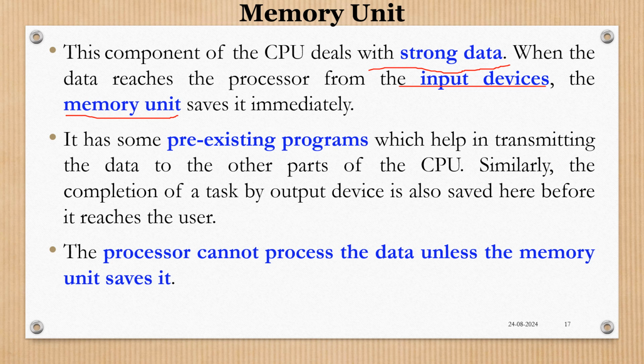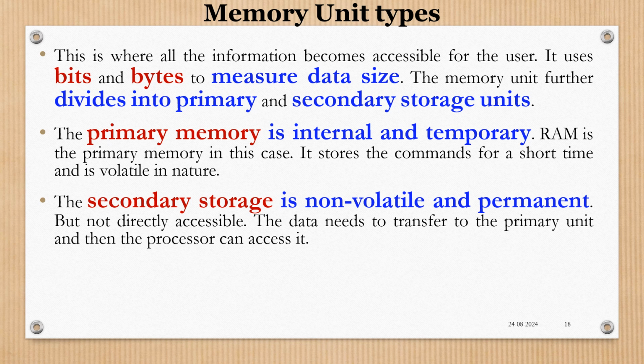Whenever the CPU performs some instructions, it accesses the data either from the input devices or from the memory unit. It has some pre-existing programs that help transfer the data between the different parts of the computer, called already built-in programs, and the processor cannot process the data unless the memory unit saves it. So the data and the instructions that will be executed by the computer should be available in the memory unit.